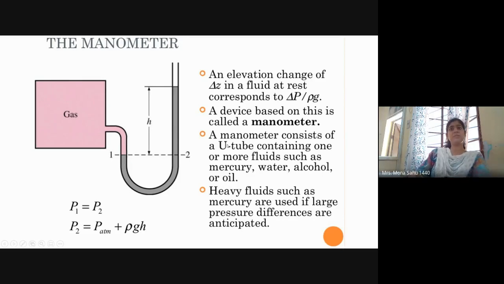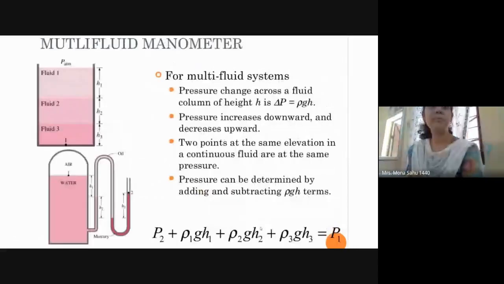A manometer consists of a U-tube containing one or more fluids such as mercury, water or alcohol. Why is mercury used? Because the density is higher. If you have water, the height will go even higher, so you would need a longer tube, and it will only cost you more money. Heavy fluids such as mercury are used if large pressure differences are to be measured. Otherwise, water, alcohol, or oil can also be used. Got it? So can you all draw the diagram and write this equation?